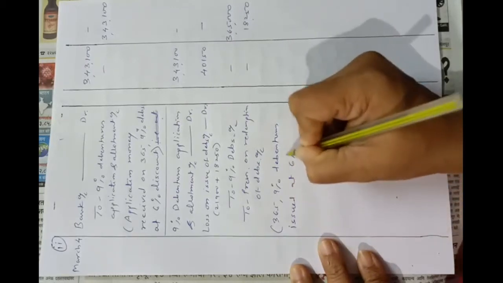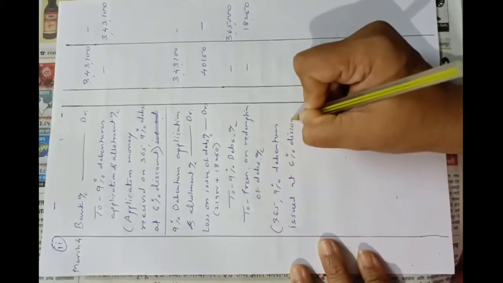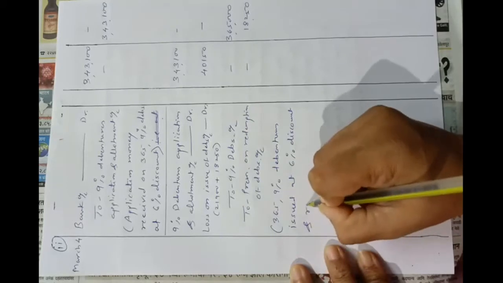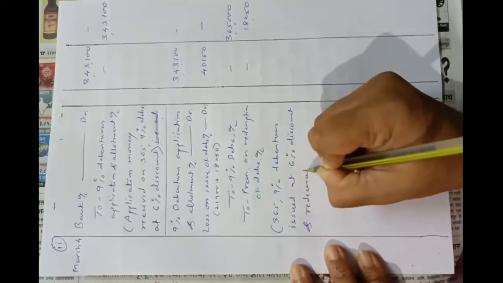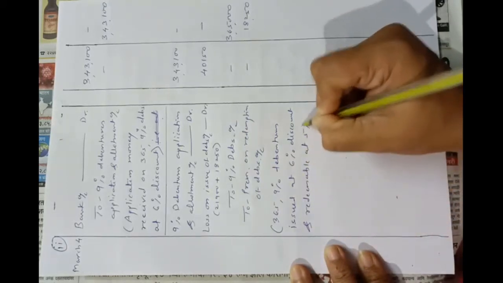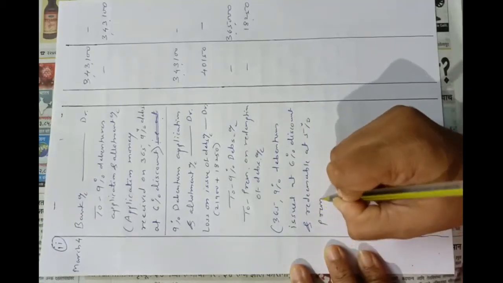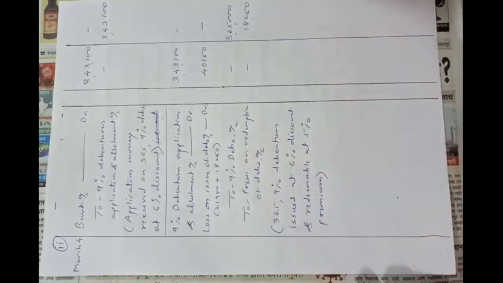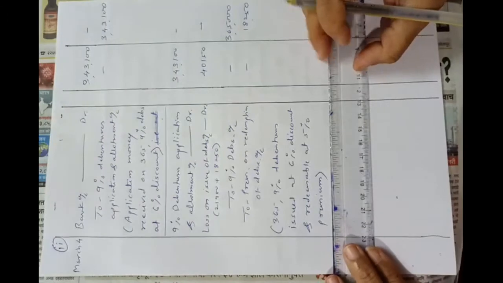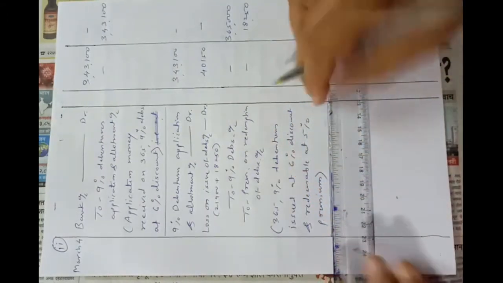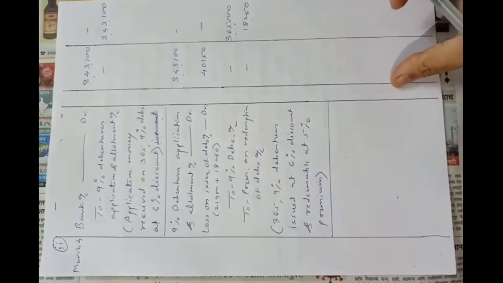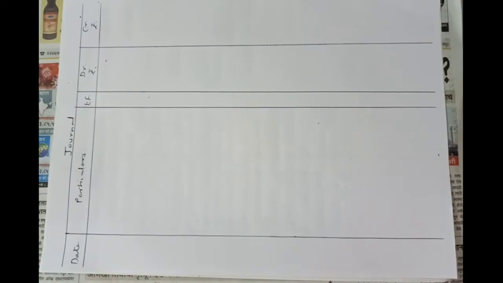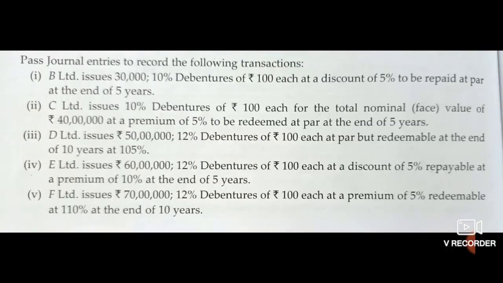issued at 6% discount and redeemable at 5% premium. This is the second entry of second condition. Okay. In this way we have to pass journal entries in this problem, and now we will solve one more problem. So this is today's second problem.